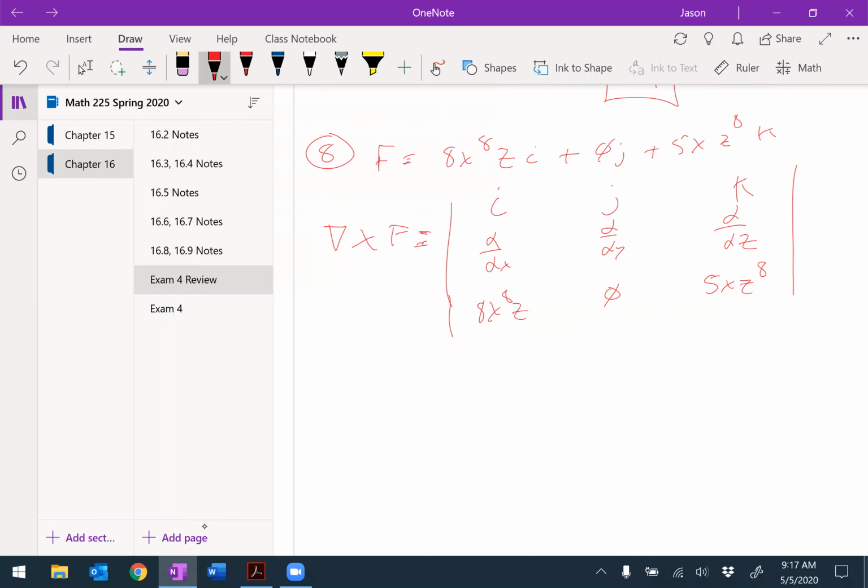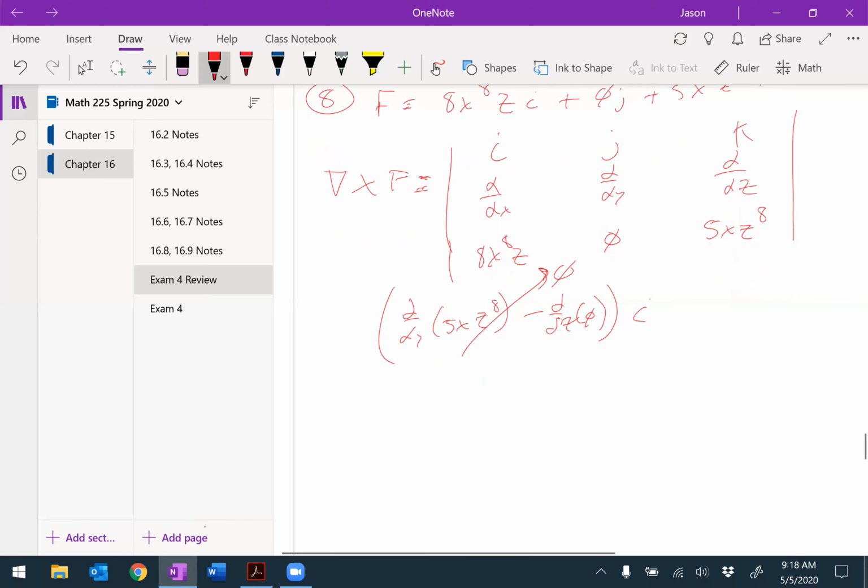So let's do the i component here. Well, this is d dy of 5xz to the 8th, which is 0. This has no y component, so that's just going to be 0. And then this is 0 times d dz of 0 minus d dz of 0. So this whole thing goes to 0. So that's 0i. That's kind of interesting.